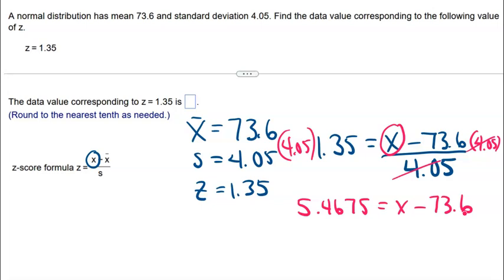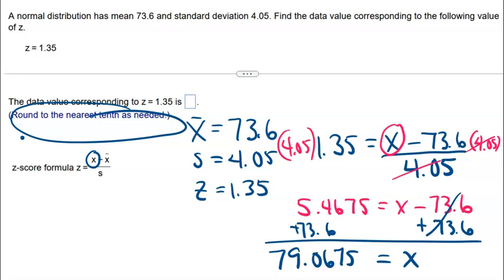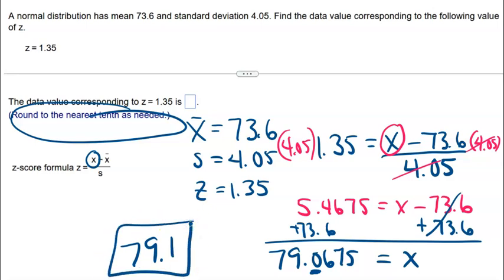Now remember, my goal is to try to get this X by itself. So what am I going to do now? I'm going to add 73.6 to both sides of my equation. So now X is by itself. And I get an answer of 79.0675. Now that's my X value, but look, it says round to the nearest tenth. Well, the tenth place is this guy right here, so 79.1 is what I would type in.